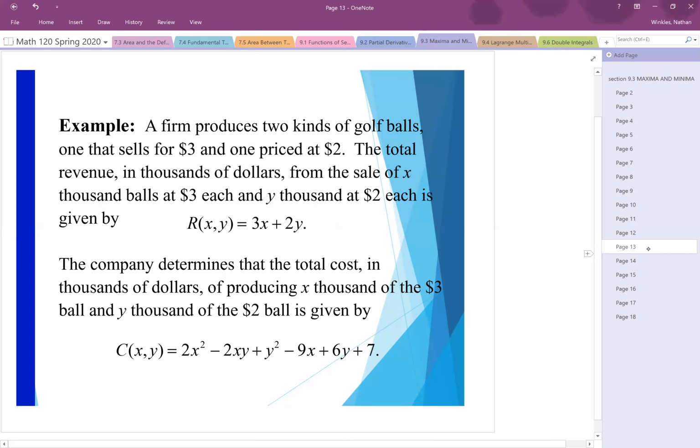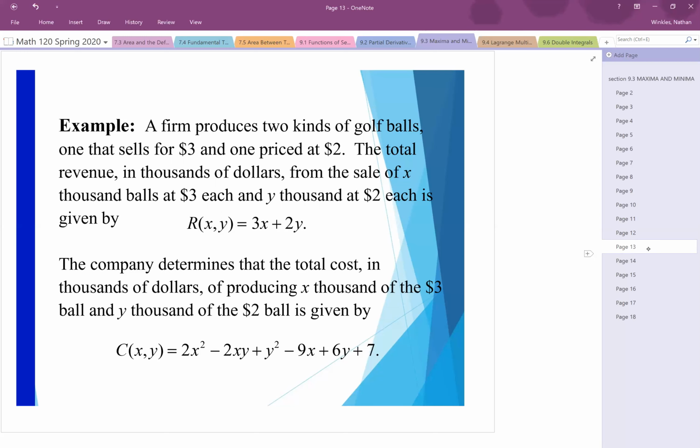So a firm produces two kinds of golf balls, one that sells for $3 and one priced at $2. The total revenue in thousands of dollars from the sale of x thousand balls at $3 each and y thousand at $2 each is given by R(x, y) equals 3x plus 2y. The company determines that the total cost in thousands of dollars of producing x thousand of the $3 ball and y thousand of the $2 ball is given by the following function. C(x, y) equals 2x squared minus 2xy plus y squared minus 9x plus 6y plus 7.